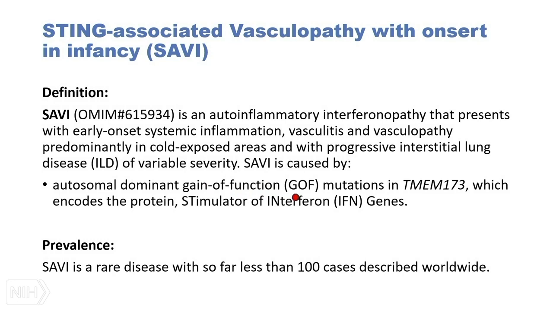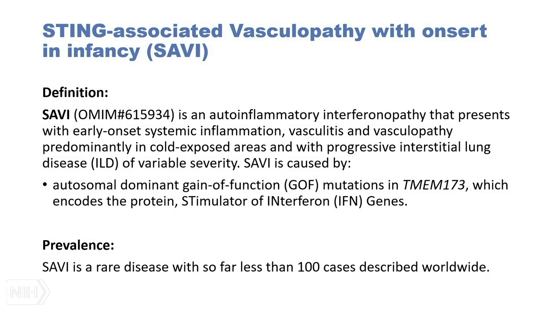SAVI is caused by germline gain-of-function mutations, but there are now 2 patients described with somatic gain-of-function mutations that may not be detected by Sanger sequencing, but will be by next-generation sequencing. So if you have a strong suspicion and you don't find a mutation by Sanger sequencing, you need to do next-generation sequencing to make sure that there is not a somatic mutation that causes the disease. Again, less than 100 cases are described worldwide.